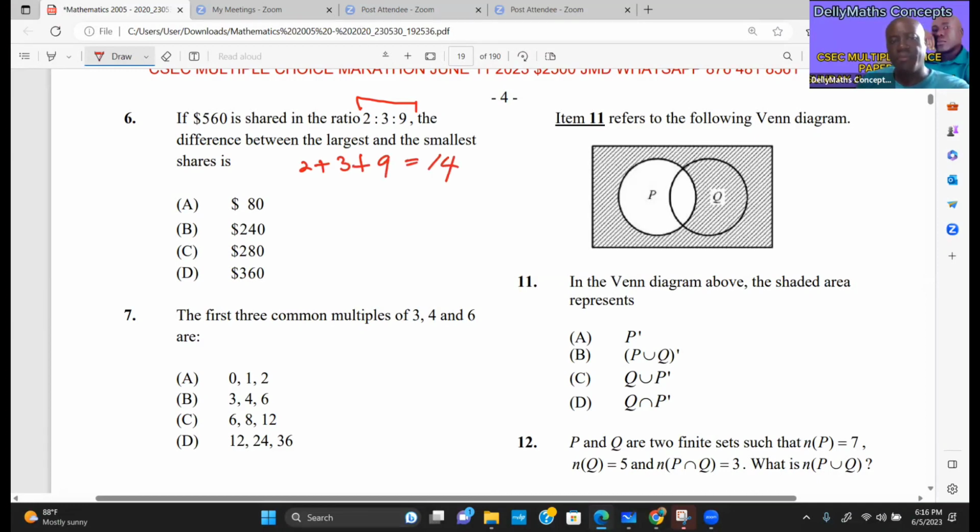So we have 14. Remember though, that the total was 560. So I'm going to divide the 560 by 14. 14 into 56 goes 4, so you get 40. So this is suggesting that 1 part is equal to 40.